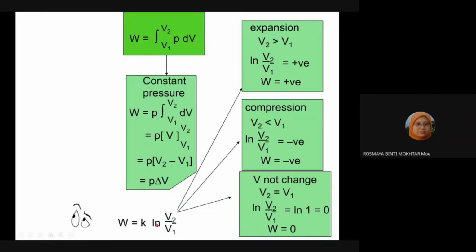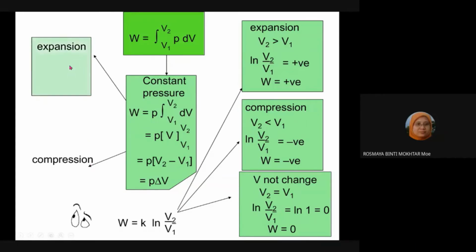For work equals K ln V2 per V1, from this one. Now we continue from here, constant pressure. Work done K ln V2 per V1 just now from Boyle's Law. We divide into 3 also: expansion, compression, and V not change. So for the constant pressure also we do the same. We divide into 2, expansion and compression.